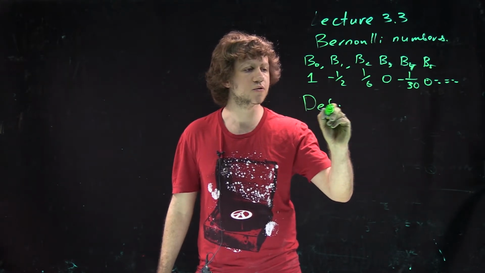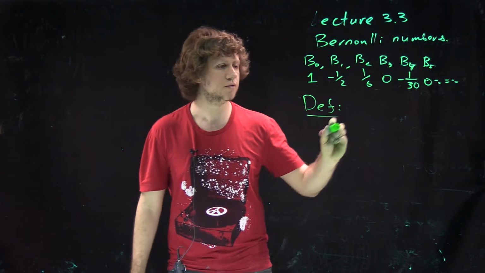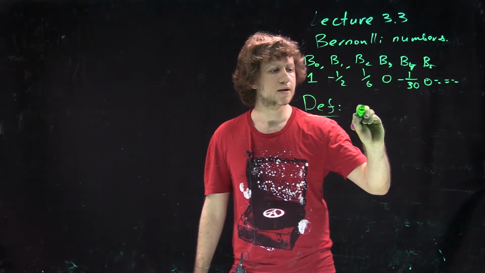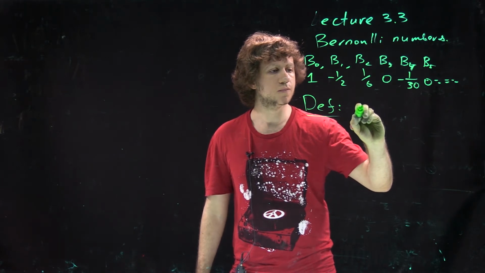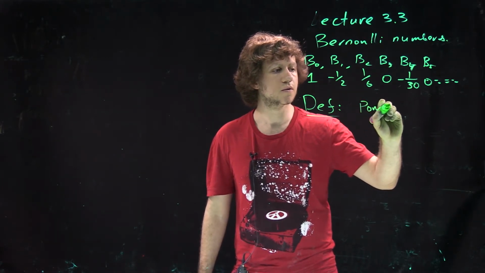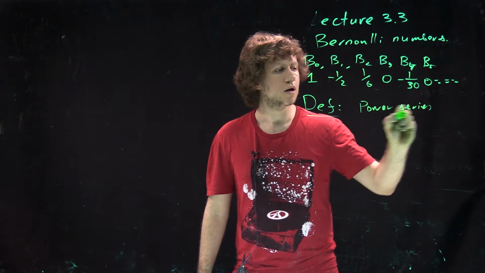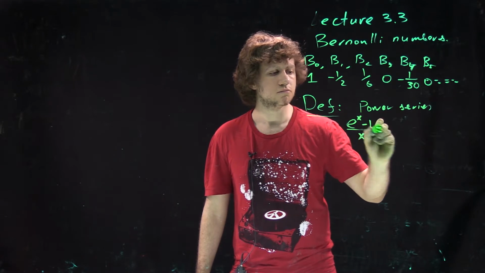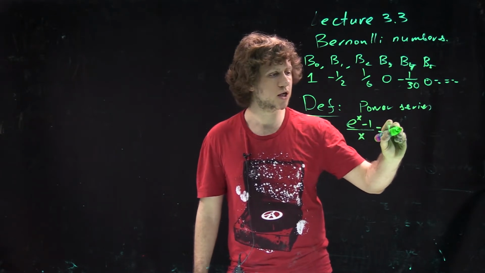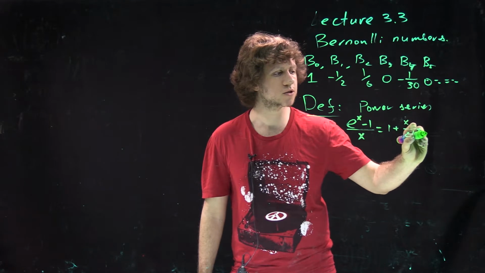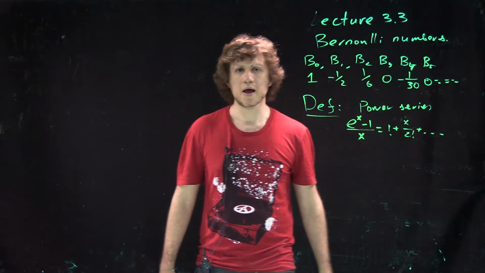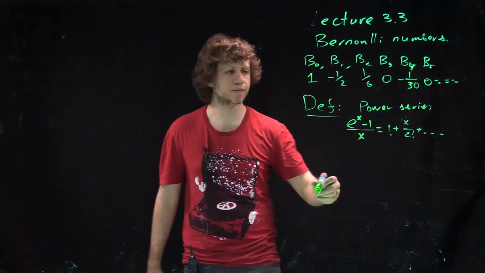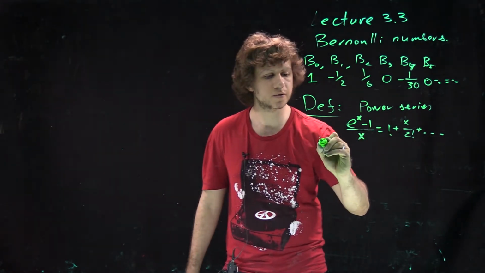And the definition is as follows. Consider the power series (e^x - 1)/x. One can easily write down what it is. It is 1 + x/2! + and so on. It starts with 1, and as you remember, everything which starts with a non-zero constant is invertible. So the power series is invertible.